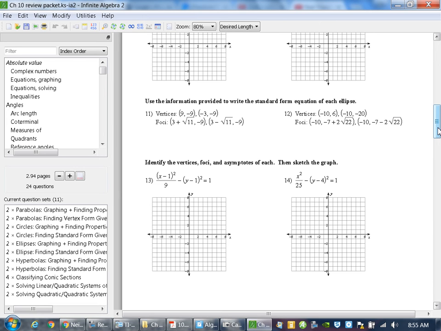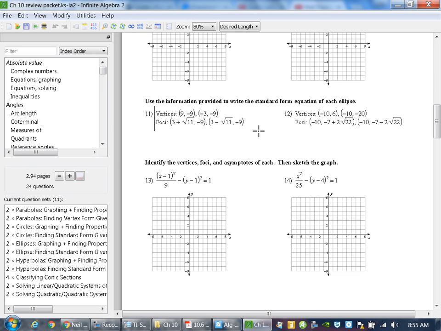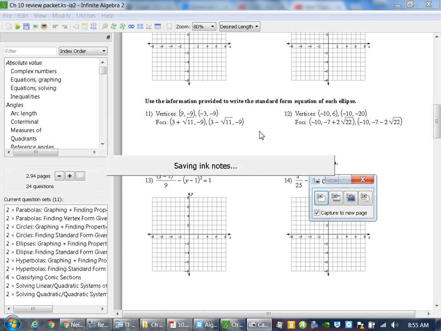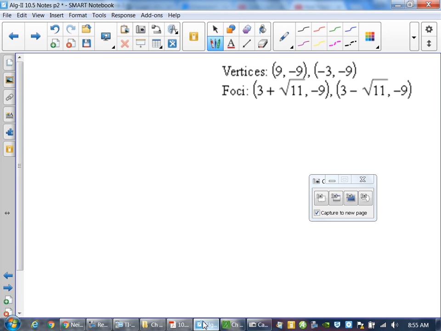Okay, good question. When you're given something like this, let's look at number 11. It says it's an ellipse, so we know it's going to be an ellipse. When you're given this information, what you have to be able to do is identify the stuff you need to find. First of all, knowing that it's an ellipse, I have to decide whether it's going to be a vertical or a horizontal ellipse to determine which equation to use. So I graph it. 9, negative 9. Negative 3, negative 9.